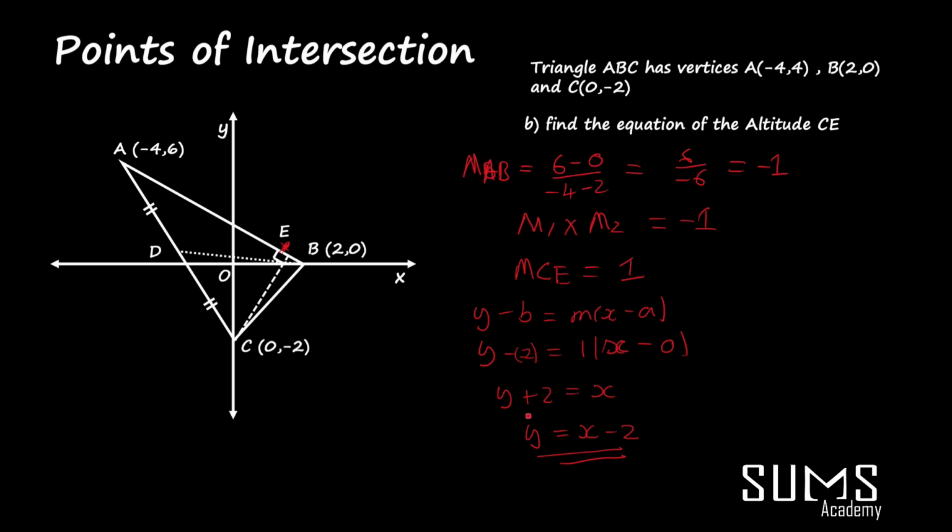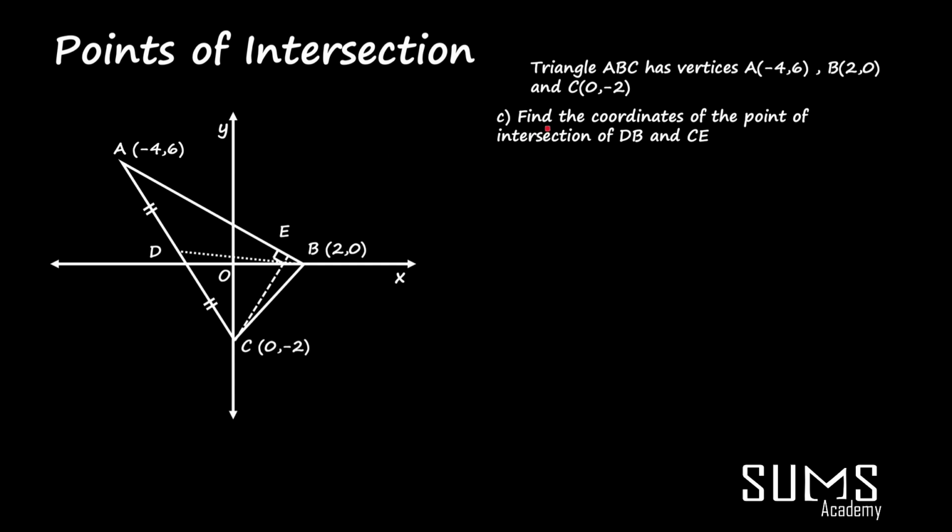Okay, and that's really simple, same as the last question. And here is the slightly more tricky bit. Find the coordinates of the point of intersection of BD and CE. Any time you see point of intersection, it's always going to be simultaneous equations. So we'll write out our two equations. Our first one was y equals -x over 2 plus 1. And our second one was y equals x minus 2.